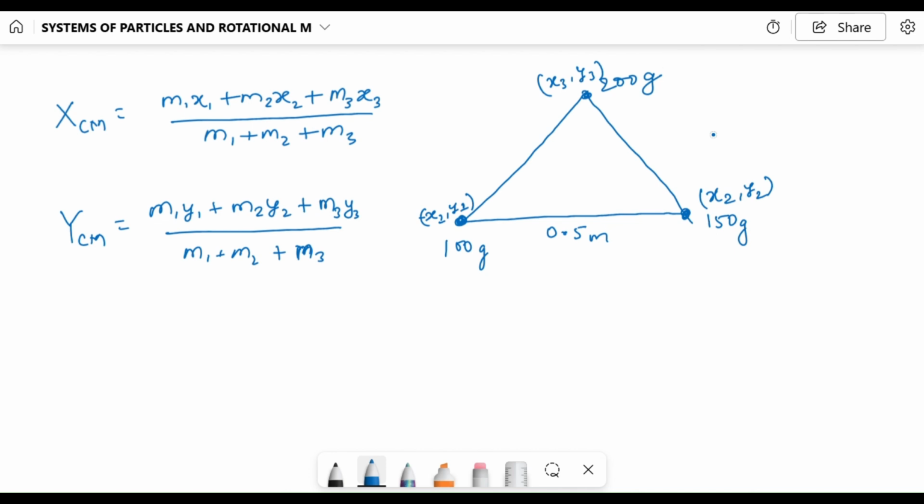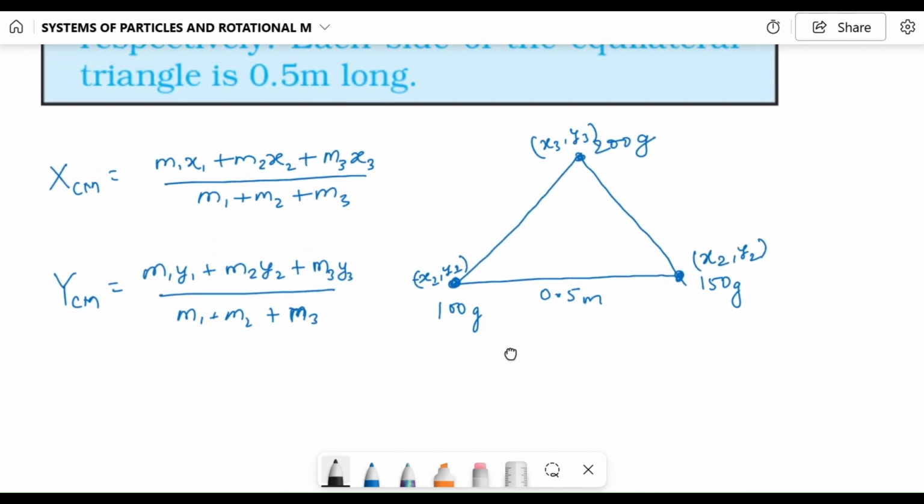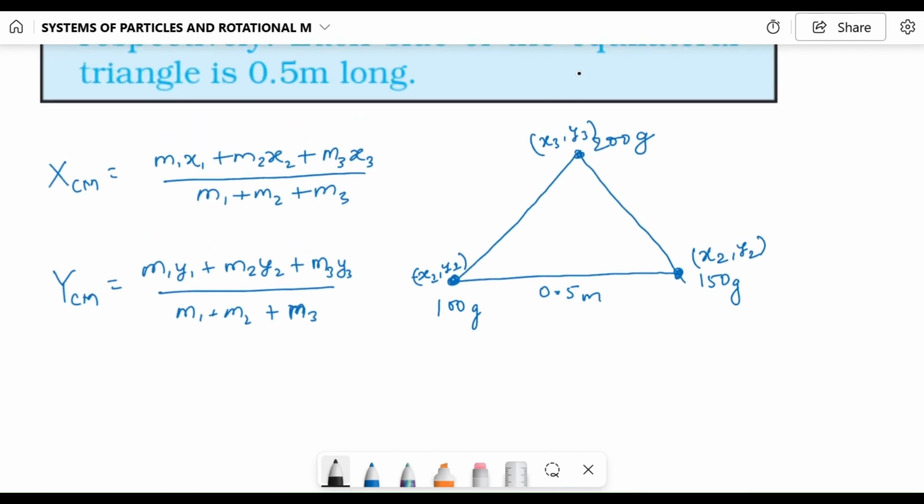Now we have to choose a reference point. So let's draw a Cartesian plane here. Look, we are free to choose our reference point. We can take the origin anywhere and then start this calculation. But when we are free to choose this reference point or reference axis, we should choose it wisely so that our calculation will become easier. So let us draw this reference line here.